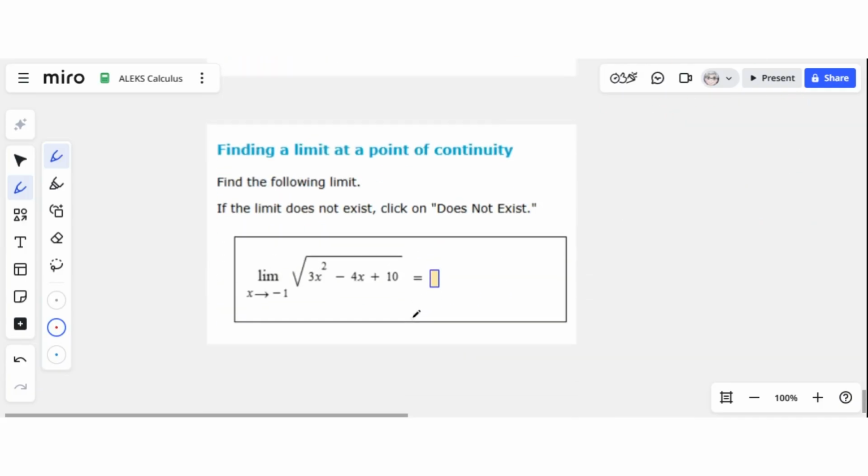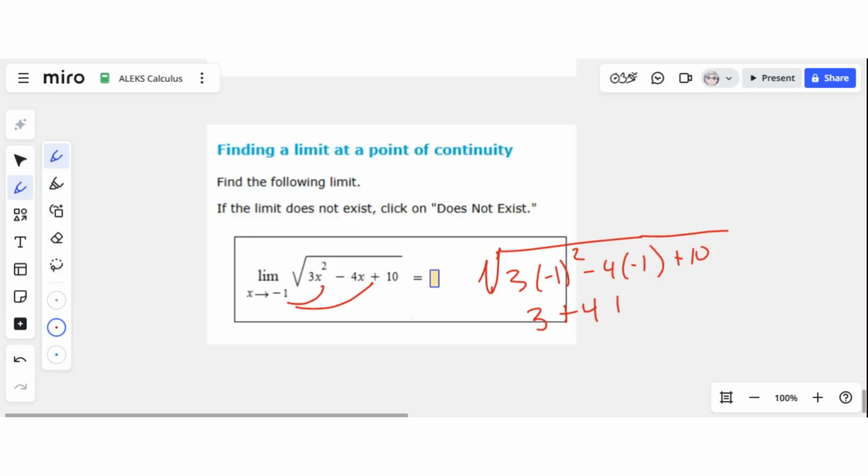Let's do one more. Here we've got a square root function, and we're trying to find the limit as x approaches 1. Again, we're going to do the same thing. We're just going to plug 1 in for x. So we've got the square root of 3 times negative 1 squared minus 4 times negative 1 plus 10. Okay, well, negative 1 squared is a positive 1, so that's 3. And negative 4 times negative 1 is a positive 4, so that's 4. So 3 plus 4 plus 10. Yeah, that is 17. So this is the square root of 17.